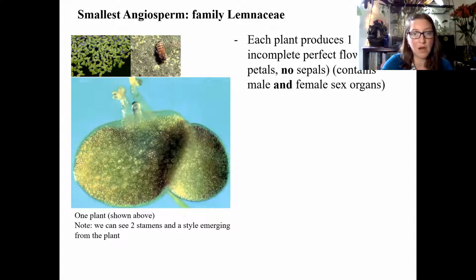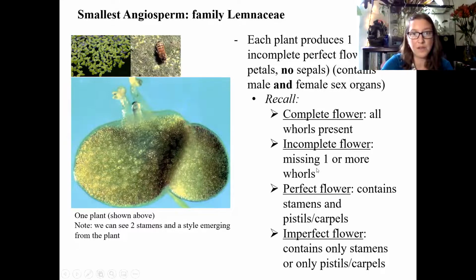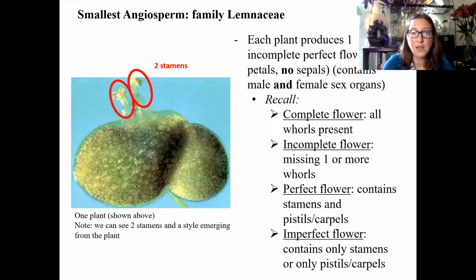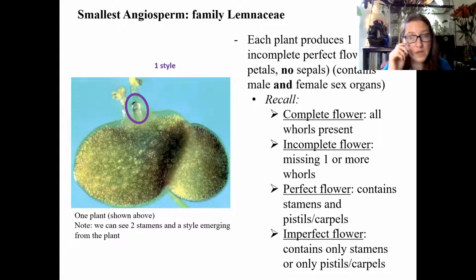So I'll show you where they are on the left here. There are the 2 stamens of the flower, and that little nubby thing is the top of one of the pistils/carpels. So just to remind you, complete flower has all whorls, incomplete flower is missing 1 or more whorls, perfect flower has both sex organs, imperfect flower has 1 or the other.